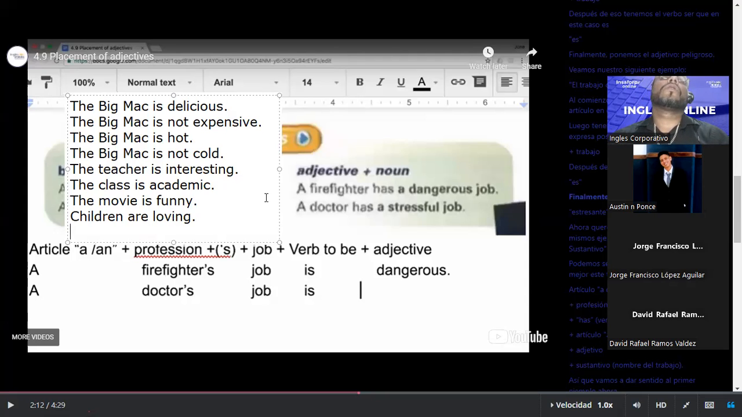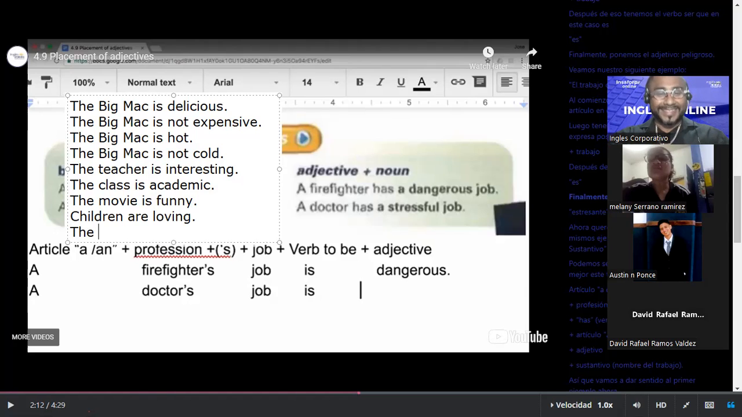Digamos, podemos decir, los rayos del sol. Bien poético, right? Los rayos del sol son brillantes. How do you say that? The sun's rays are bright. Good. Right. Okay. All right. Ya veo que vamos agarrando el hilo con esto.